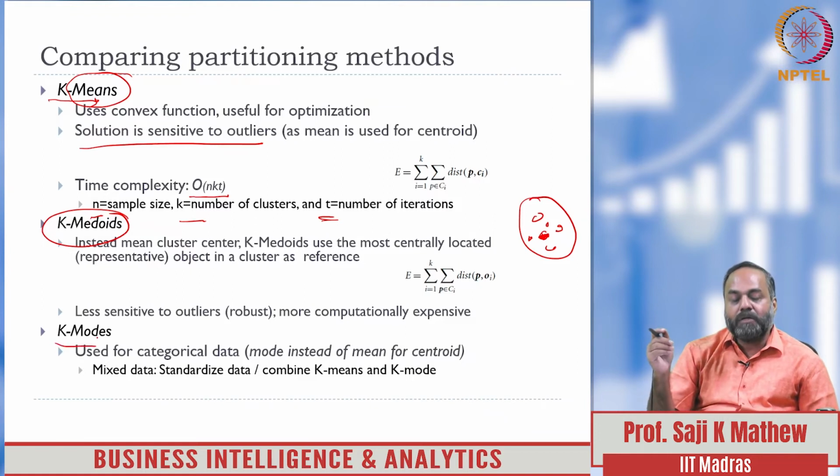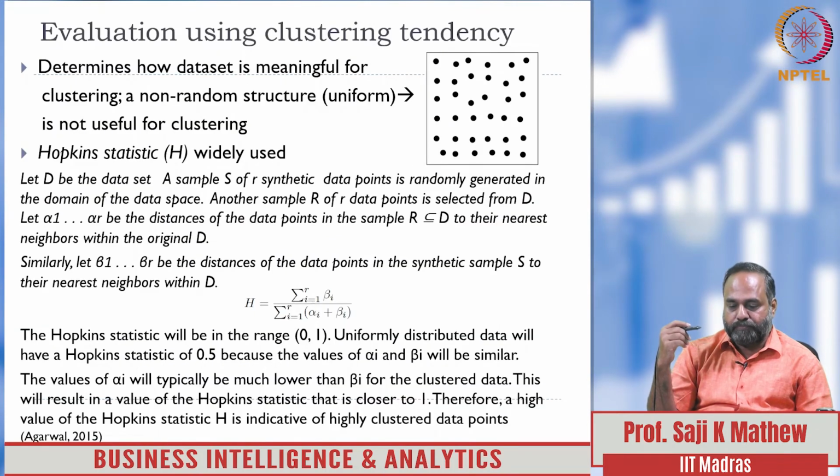And k-mode works when the data are categorical. You can use the mode instead of the mean. So that is the k-modes technique. So k-means, k-medoids and k-modes are variants of the partitioning technique, depending on the data type, that is k-means and k-mode, and depending on the reference point for calculating errors. So k-medoid is an improvement on k-means.